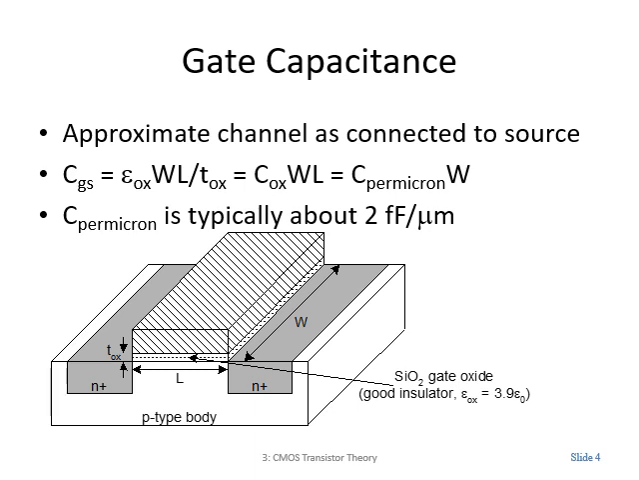The capacitance value depends upon the length of the channel. C per micron is typically about 2 femtofarad per micrometer. The unit femtofarad is 10 to the power minus 15 farads.